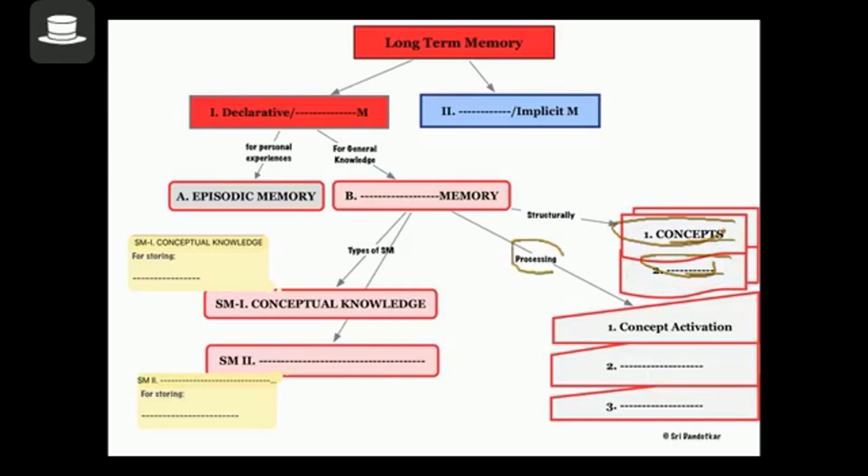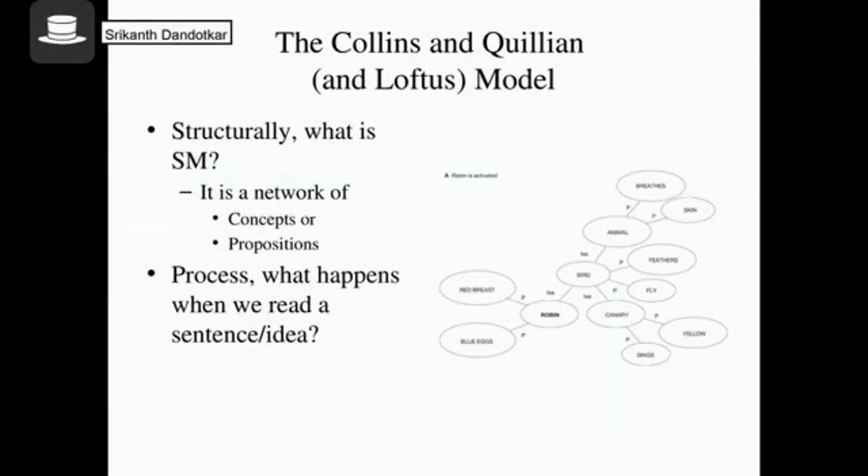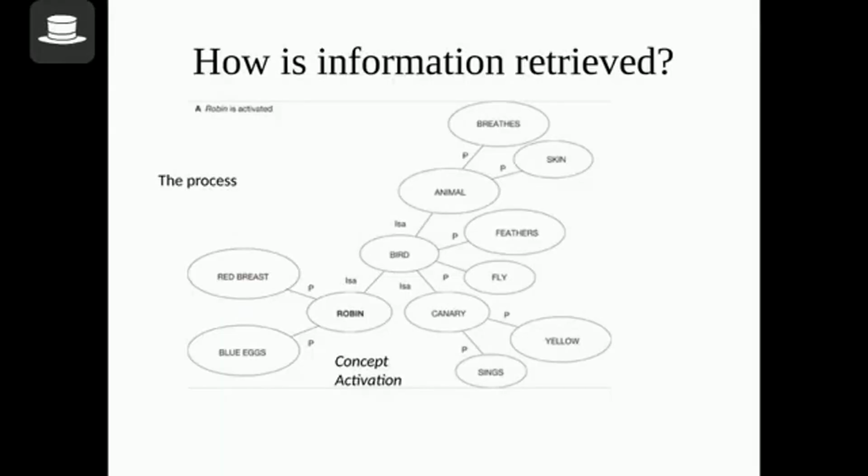Now we're going to move on to the processing aspect of it. You can see the three important things we need to know about the processing aspect, like how do we process information in a semantic memory, which structurally is a network of concepts or propositions. And we know one concept, which is concept activation, but we'll talk about the other two as well. So structurally, we know what semantic memory is. Now, processing-wise, how do you process information? Or another way to look at it is what happens when you read an idea, a sentence, a simple idea. Well, to understand that, the first thing you already know that happens is concept activation. In other words, whatever concept you're reading gets activated. If I say Robin, that gets activated.